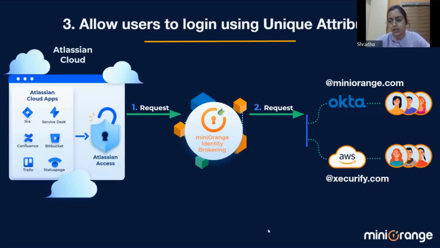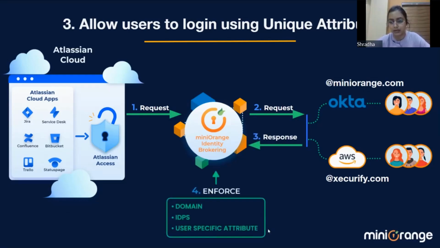Looking at the third use case with miniOrange, we'll be able to enforce a few rules based on the domain, IDP of a user, or a specific user attribute. Let's take an example where Okta is mapped to the miniOrange email domain, and AWS to the Securify email domain.